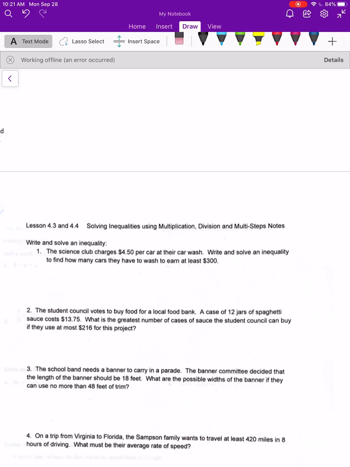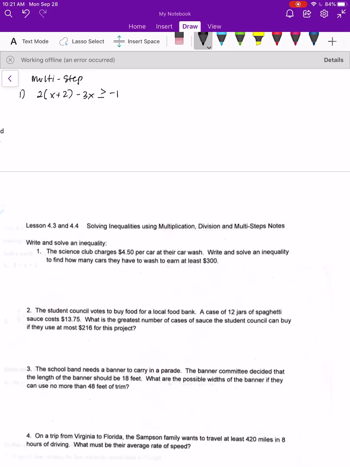All right, so we are still continuing with multiplying and dividing and multi-step inequalities. We did not talk about multi-step yet, so that's where we're headed next, as well as working on some real world situations. So multi-step. You might have something like this. Number 1: 2(x + 2) - 3x ≥ -1.